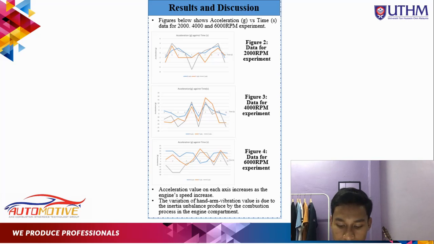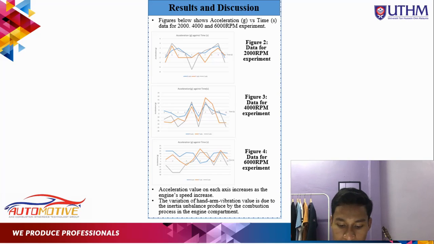The increase of value for the 4000 RPM experiment is because the engine is rotating at 4000 rotations per minute, which means for 1 second the engine will rotate approximately 66.67 rotations, thus creating a higher value of acceleration for each axis. The major value of acceleration is once again on the Z axis with the value of 24 G. Move on to the next data, which is the 6000 RPM experiment.